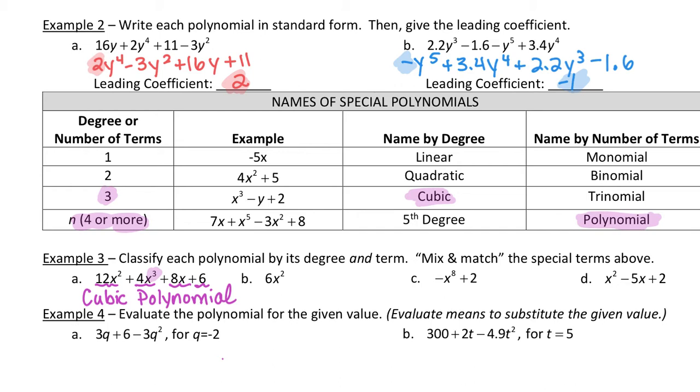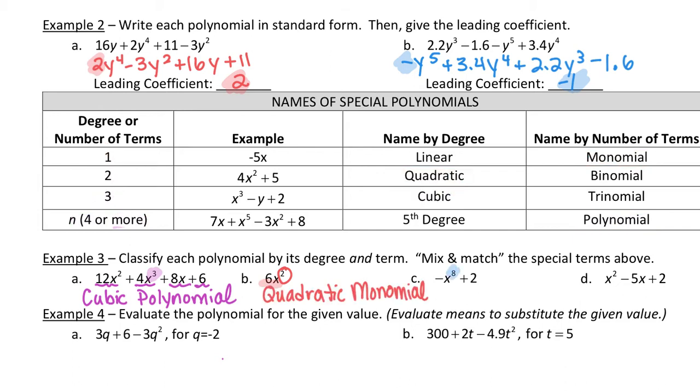So this first polynomial, we're going to call it a cubic polynomial. Moving on to the next one, we can see that our degree is 2. If I go to my list here, I've got 2, and so my name by degree is a quadratic. And I can see I've only got 1 term here. So when I have 1 term, that's called a monomial. This one is called a quadratic monomial.